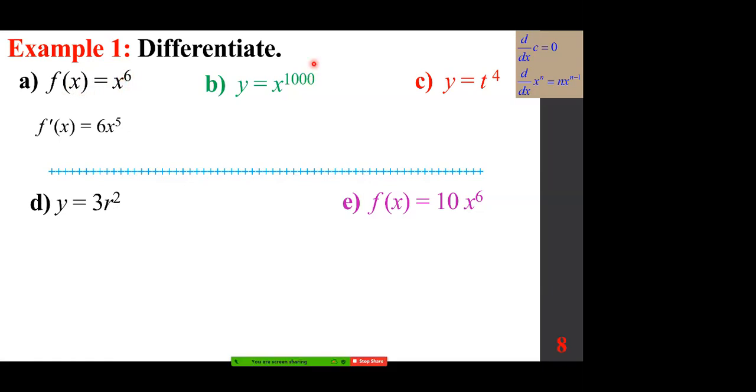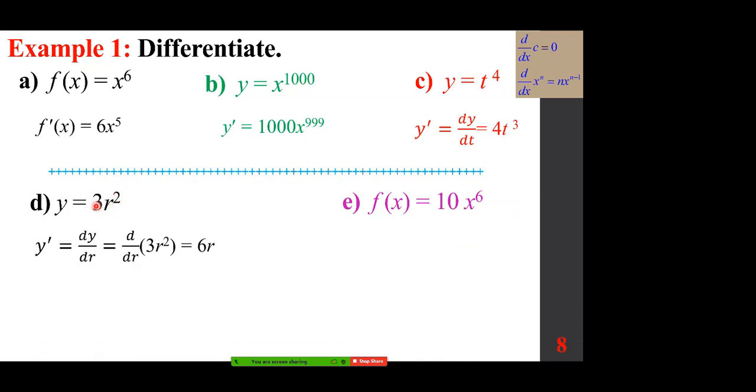Part B, 1000 sits in front, and x to the power of 1000 minus 1, okay? This one is, remember, the independent variable is t, so we keep it intact. 4 sits in front, t to the power of now 4 minus 1. Okay, so you want to pay attention to your independent variable. This one, r is your independent variable. You can say y prime, you can say dy dr, okay? Now 3 remains, then r squared becomes 2r times 3, which is 6r.